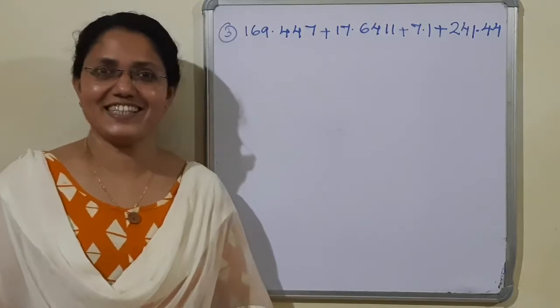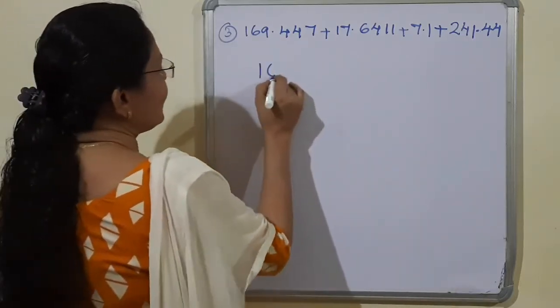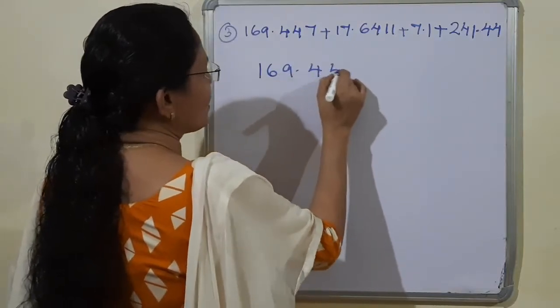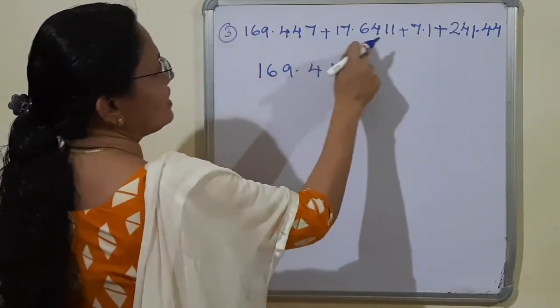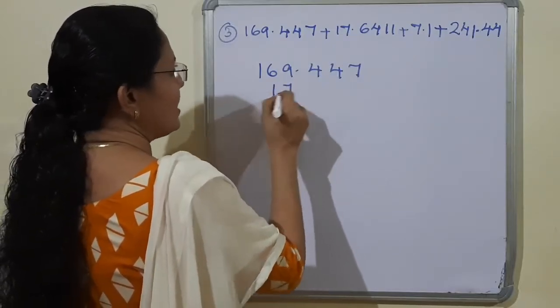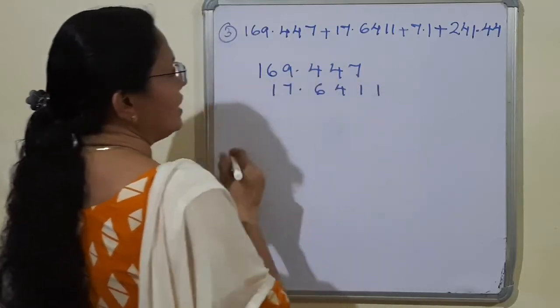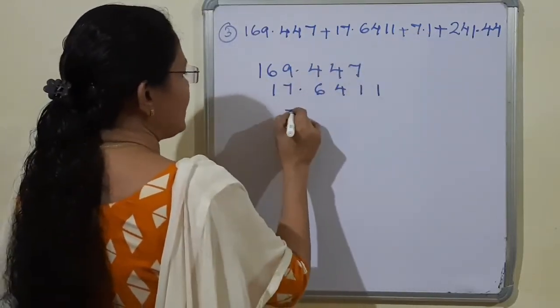Okay. Just children. Here 4 decimal numbers are given with a different number of decimal places. First we can arrange this in column wise. Okay. First 169.447. Okay. Next 17.6411. 1 is in tens place. 7 is in ones place. Next 6411.